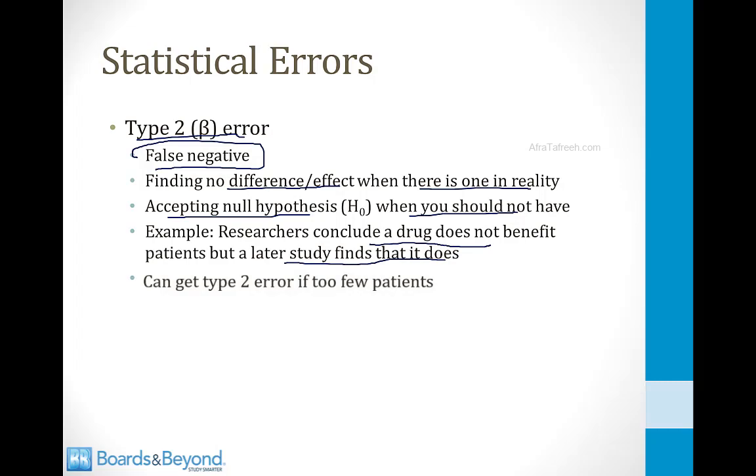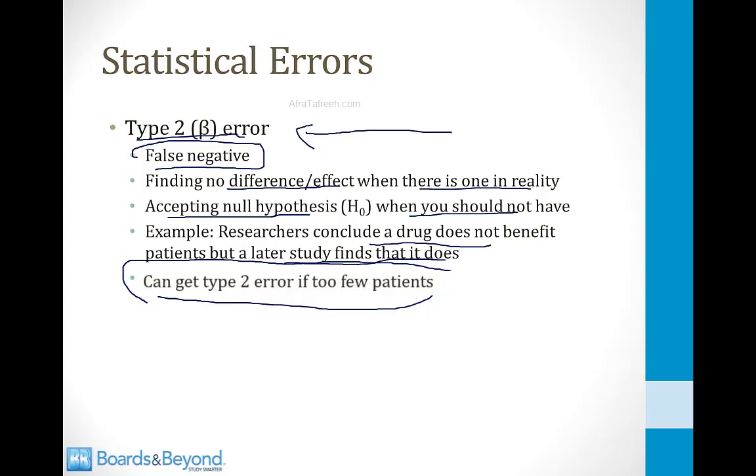And one thing that's important to know is you can get type 2 errors if you have too few patients. You need a lot of patients to have a power to detect a statistically significant difference. If you have too few, you'll often see no difference when you may in fact be making a type 2 or beta error. And that concludes our module on hypothesis testing.